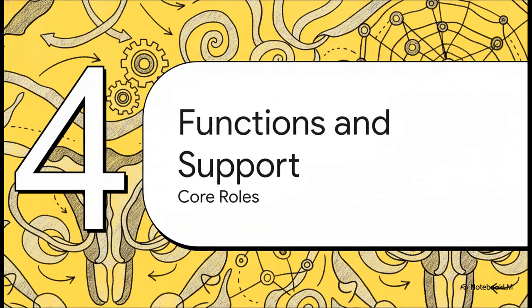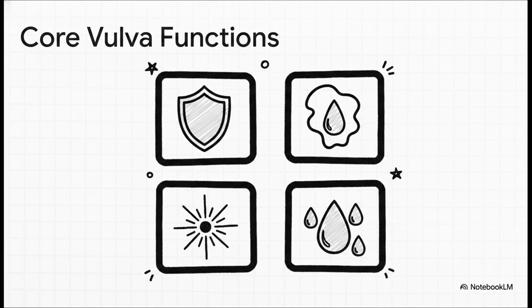Finally, Section 4, functions and support, examining those core roles. So the crucial point is really this high-yield summary right here. To tie it all together, the structures of the vulva perform these core functions. They protect the reproductive organs, they support normal urinary function, and they play important roles in both sensation and lubrication. This bulleted list is exactly what you need for that final quick revision before walking into the test room.